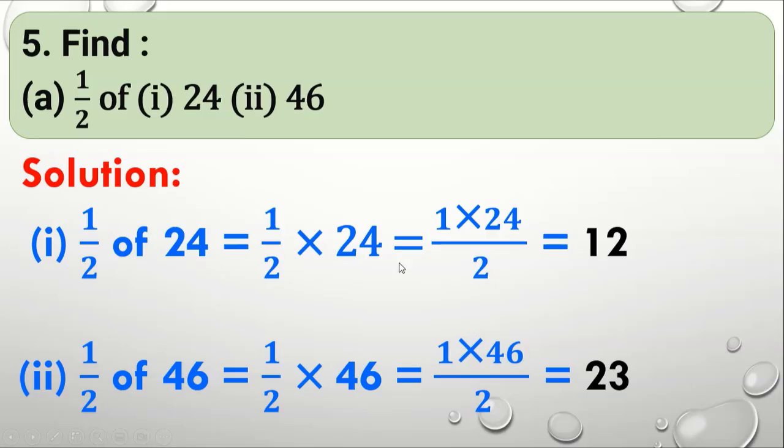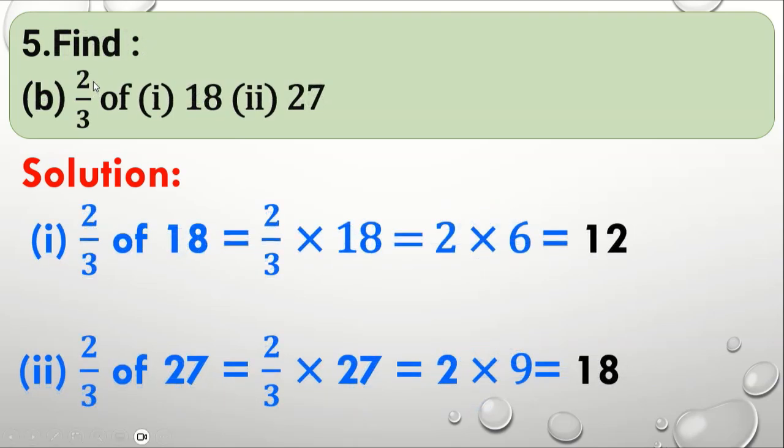So half of 24 is 12. So 1 into 24 divided by 2, so we will get 12. Half of 46, that is half into 46, upon 2 equals 23.